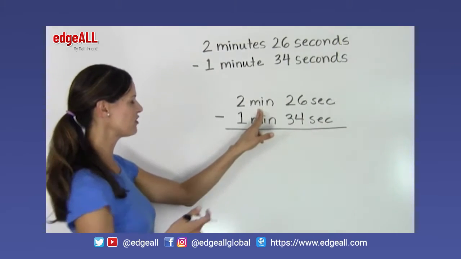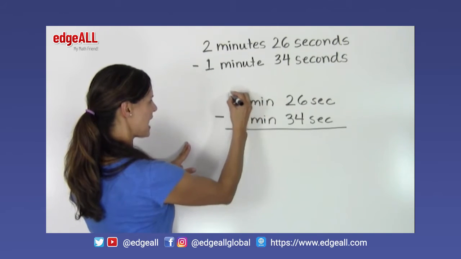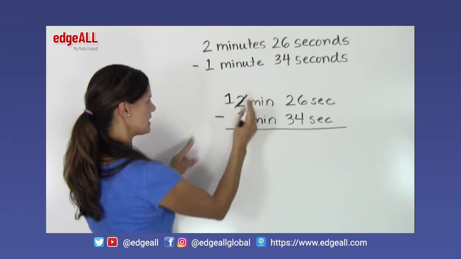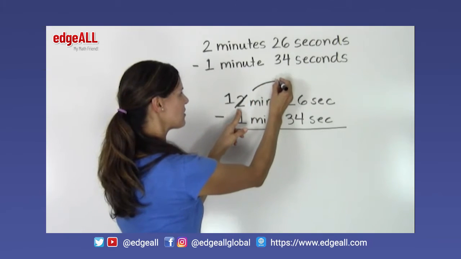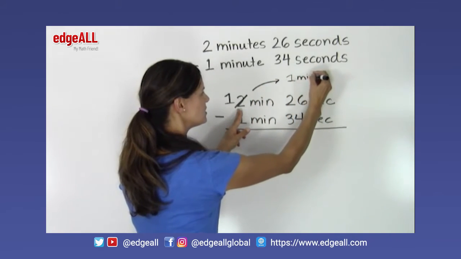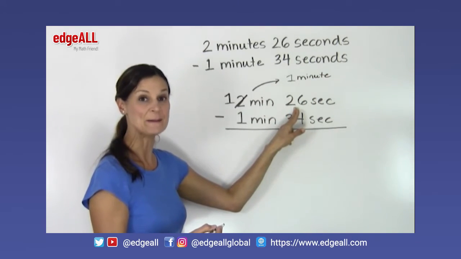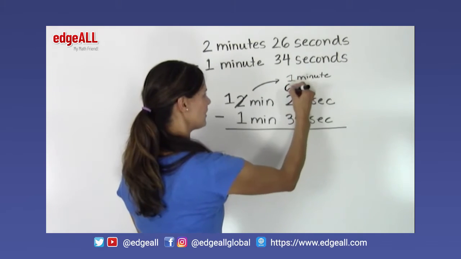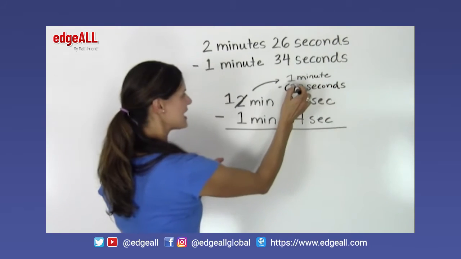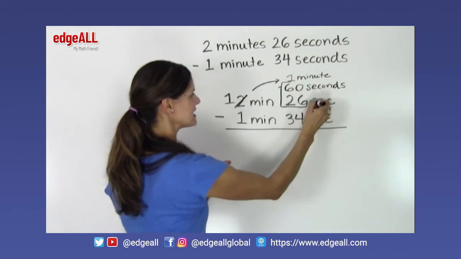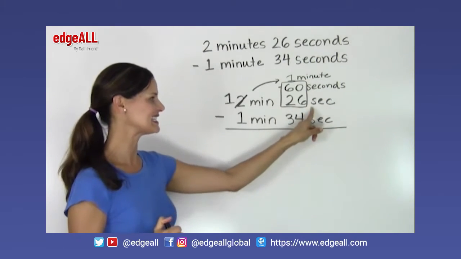So we are going to come over here and we are going to borrow 1 minute. So we cross out the 2 and we make this a 1. So we're going to take one of the minutes away, which leaves 1 minute. And the 1 minute that we take, we're going to transfer over here to our seconds column, and we're going to convert that minute to seconds. So we're going to convert this to 60 seconds. So now we can add 60 seconds to 26 seconds, and now we will have 86 seconds.